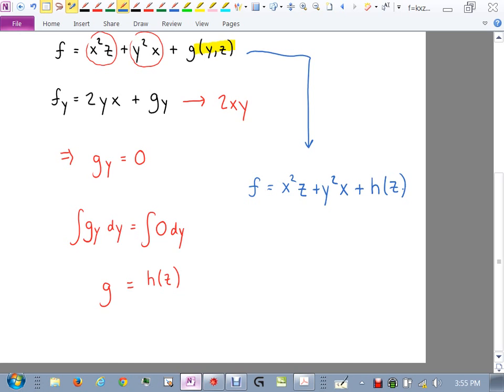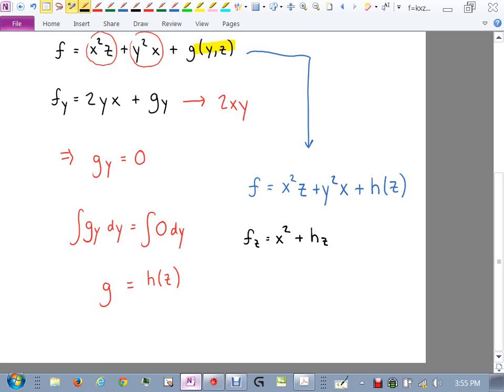Now what? This is where we are. Take the derivative of that with respect to z now. So what is the partial of f with respect to z? Well, x squared plus the derivative of that with respect to z, right? Is the only thing left. So how about h sub z? Technically I could put h prime of z here because it only depends on z, but I'll still use the same notation.